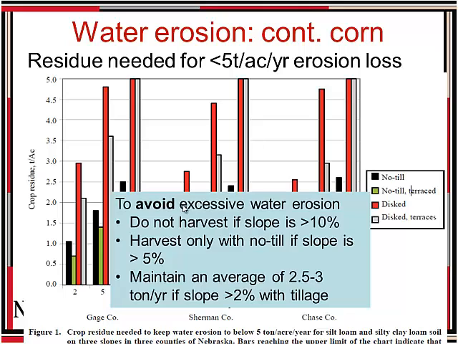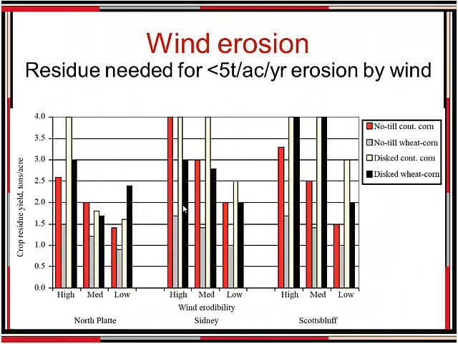If it's 5% slope, generally we do not want to harvest unless it's no-till. And we want to maintain an average of somewhere around 2 to 3 tons, even with the best conditions. And we'll see that fits with some of our other targets that we might want to have.